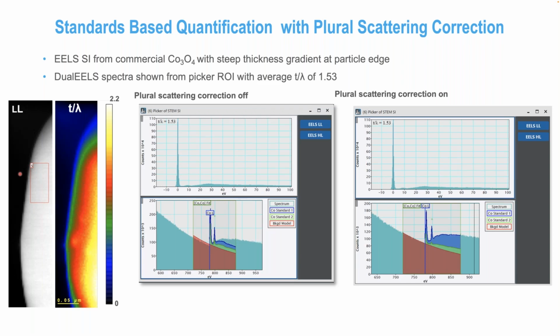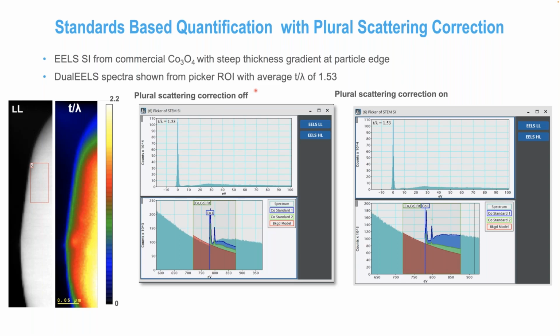So what we're looking at here is the low loss spectrum image on the left and a relative thickness measurement or map that's derived from this low loss spectrum image. You can see that the thickness gradient is massive, so very, very thin on the edge, but in this white area in the bulk down here, we're looking at probably relative thicknesses in excess of 2 lambda.